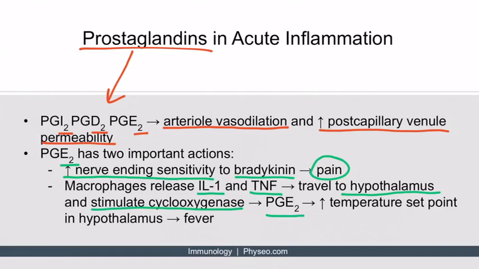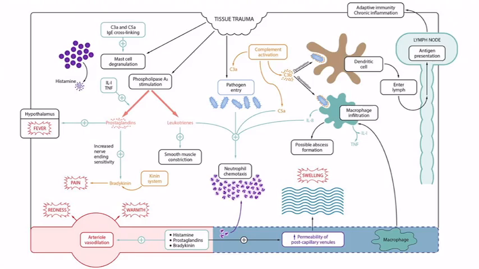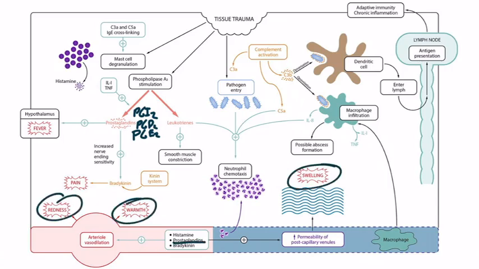And prostaglandin E2 will act locally to increase the temperature set point in the hypothalamus, and this is where fever comes from. Let's go back to this image. We just highlighted three prostaglandins you need to know about for acute inflammation: PGI2, PGD2, and PGE2. All three of these prostaglandins act on the vasculature, which you can see down here, which is why prostaglandins can cause redness, warmth, and swelling. However, only prostaglandin E2 will cause fever.